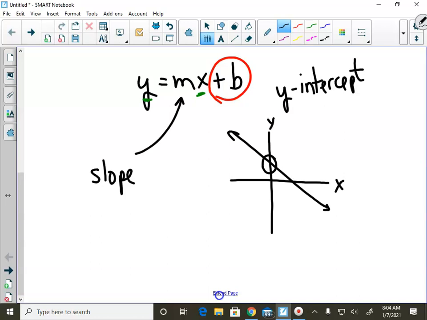So what we're going to look for, if we're going to write the equation of a line from the picture, from the graph, which is what we're going to do in this video, is make sure that we can identify the y-intercept. And you'll find that the y-intercept is probably easier to identify than the slope. So let's take a look and see what it looks like for us.